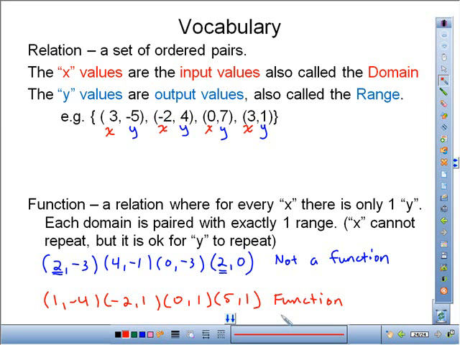Alright, this is considered a function. Now you notice here the y value repeats. Alright, but that doesn't matter. It's okay for y to repeat, just not x. Okay?